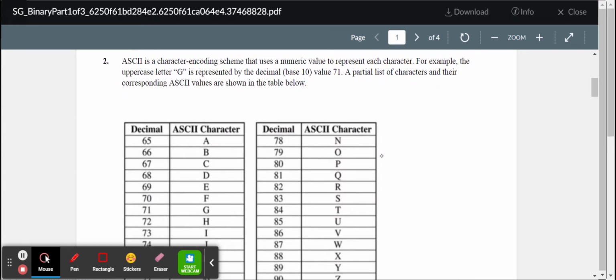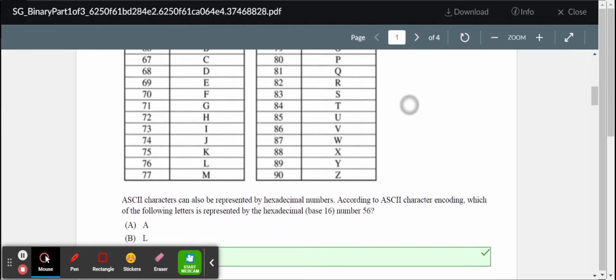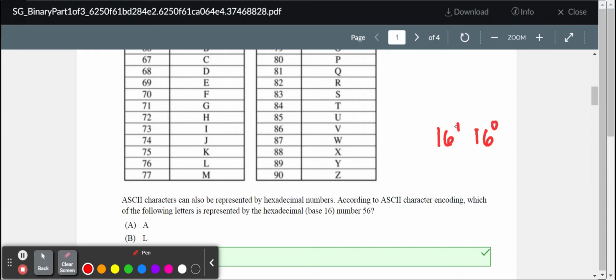ASCII is a character encoding scheme. For example, the letter G is represented by the decimal base 10 system 71. The partial list of characters is shown here. So we have base 56, but this is in hexadecimal. Hexadecimal is a base 16 system, so the first one is 16 to the 0 power, the second one is 16 to the 1 power, and we're showing a 6 here, and a 5 here.